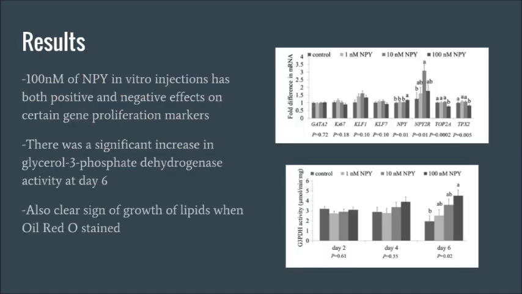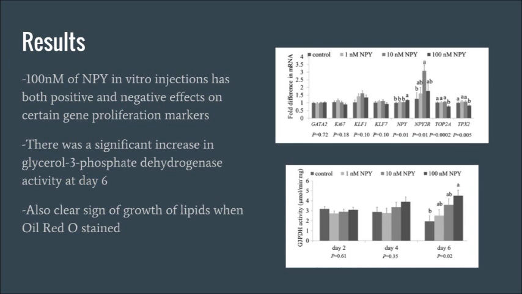100 nanomoles of neuropeptide Y in vitro injections showed both positive and negative effects on certain gene proliferation markers. For example, there was a significant increase in both neuropeptide Y and neuropeptide Y receptor type 2 fold differences in mRNA.